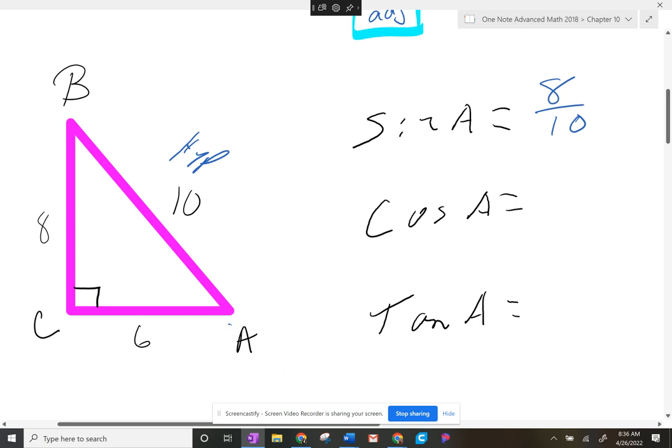Actually, I'll stick with my A here. So this is always going to be my opposite, and for A, this will always be my adjacent. My cosine of A is going to be the adjacent over the hypotenuse. So my adjacent number is going to be 6, and the hypotenuse is always going to be that 10. And then my tangent of A is going to be my opposite over the adjacent, so I'm going to have 8 over 6.